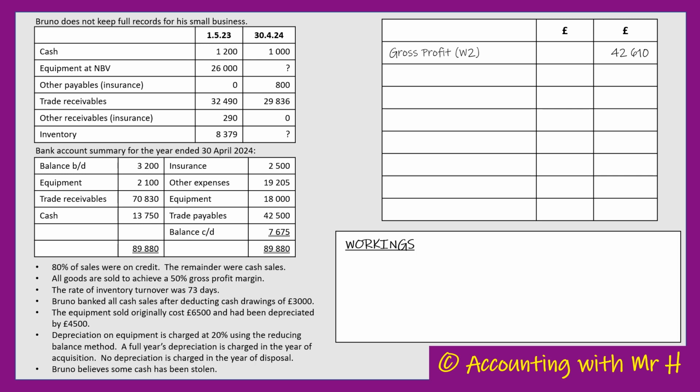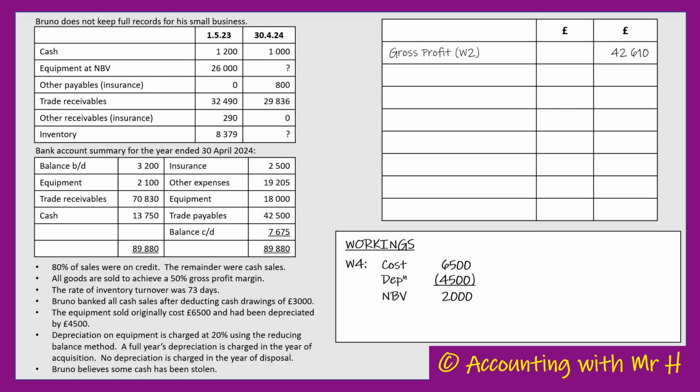So let's get a working underway. So I'm on working number 4 at the moment. So the bullet point tells me the equipment sold originally cost £6,500. It had been depreciated by £4,500. So that means when he sold it, it had a net book value of £2,000. In his books, it was worth £2,000. How much did he sell it for? Well, if I look in his bank account summary, on the debit side, I can see equipment £2,100. So that must be it. They haven't told me anything else, so sometimes you just have to go on what you've been given.